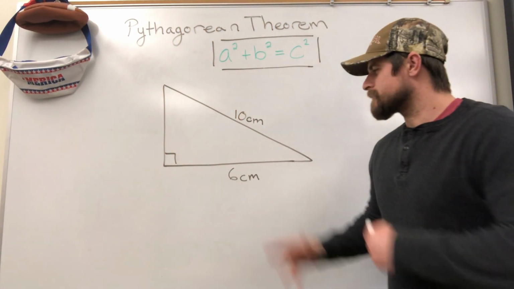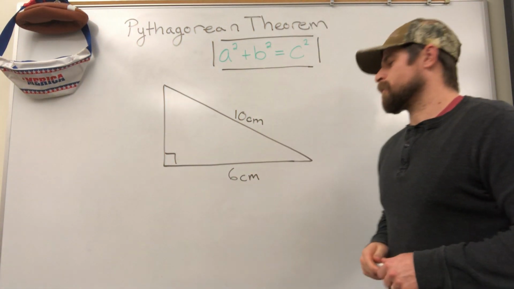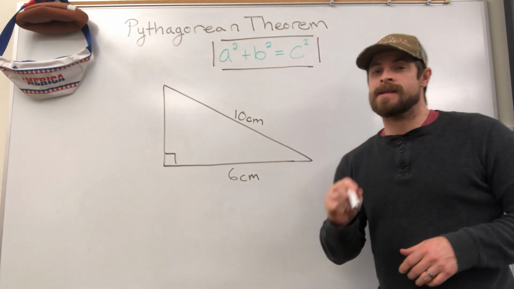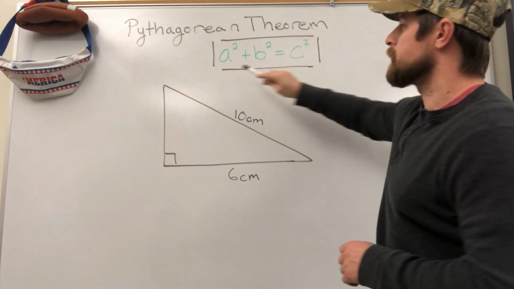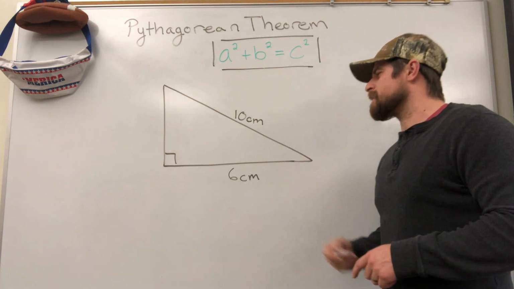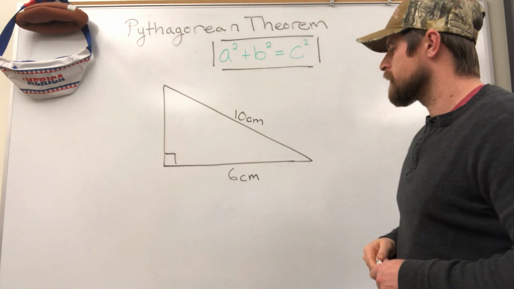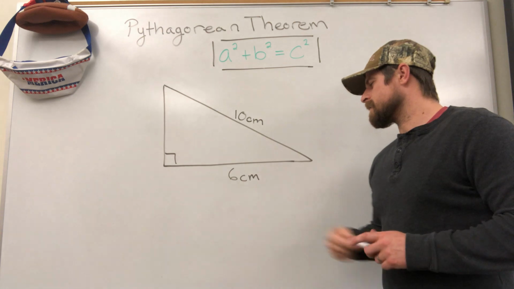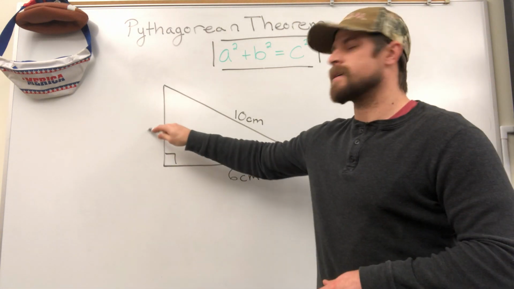Well, we got ourselves a right triangle, meaning we can find a missing side by using the Pythagorean theorem, a squared plus b squared equals c squared. And how nice of them. They gave us the hypotenuse and they gave us a leg, but we are missing the other leg.